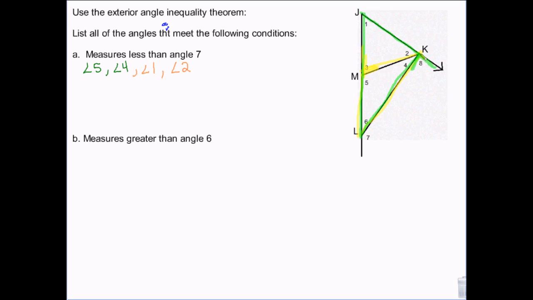So angle 3 is exterior to the small triangle. Angle 8 is exterior to the large triangle. And an exterior angle has to be an extension of a side. So even though this angle 2 is not inside this yellow triangle, it's not an exterior angle because the yellow triangle side is not extending to make it. Does that make sense? Okay, so we're looking for the angles that are larger than angle 6. Angle 3 is an exterior angle, so that's larger. And angle 8 is an exterior angle, so that's larger.